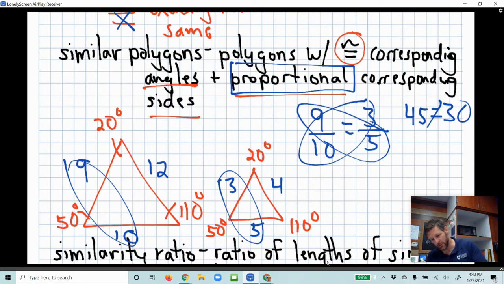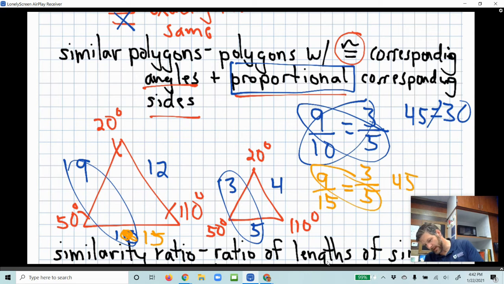If we wanted to make it proportional, then we would have to say, well, I can see that 9 divided by 3 is 3, 12 divided by 4 is 3. If I change this one here to 15, then that would make the triangles proportional, because then you would have 9 to 15. Is that the same as 3 to 5? And if you check those cross products, 9 times 5 is 45, and 3 times 15 is 45. So now I can see that those sides are in fact proportional.